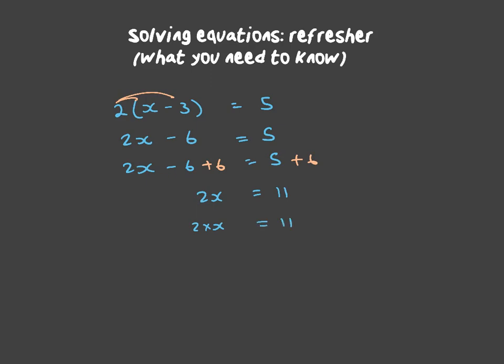How do I get rid of the 2 times x? I only want 1x. Well, you would divide by 2 on both sides. And that's it. So therefore, x is going to equal 11 over 2.